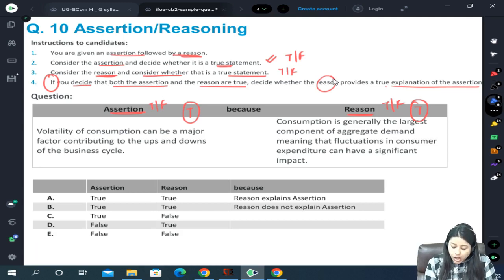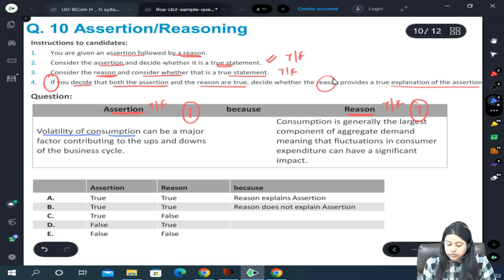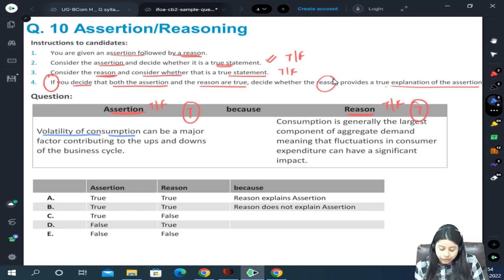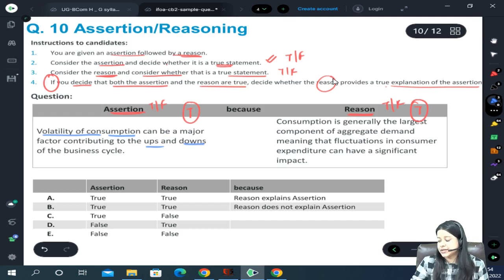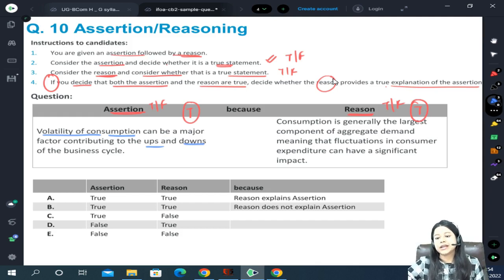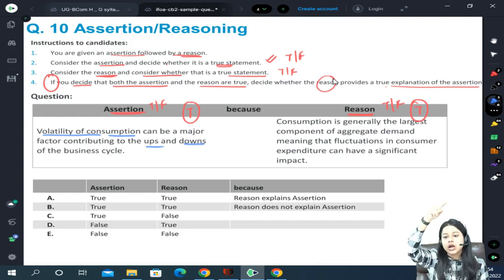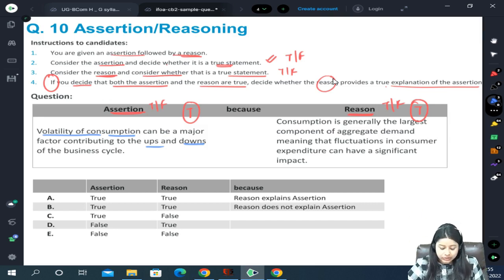Assertion: Volatility of consumption can be a major factor contributing to the ups and downs of the business cycle. In the business cycle trend, there is a slump in the economy and then again a boom in the economy. So whether these changes in the business cycle are due to the volatility of consumption, and whether volatility of consumption is a major reason for the changes.